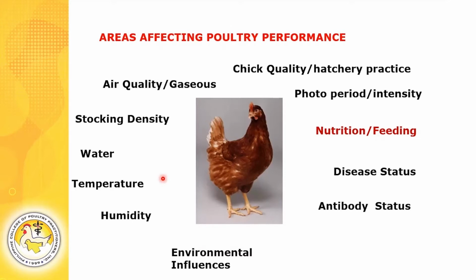In hot weather, like in the Philippines, the temperature will be very high, but the temperature is also related to humidity. We have to consider the stocking density in producing the layer, but we also have to consider the air quality. This is critical, especially in the ventilated house. Of course, for the layer we also have to consider the photoperiod, the intensity of the light that influences the reproductive performance of the layer.